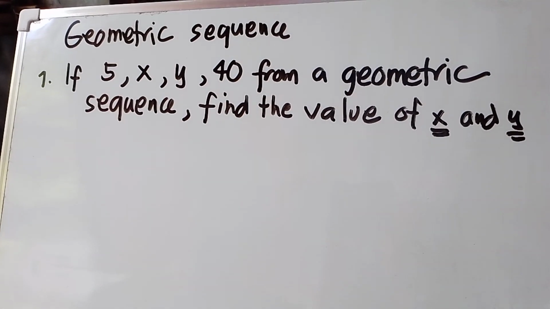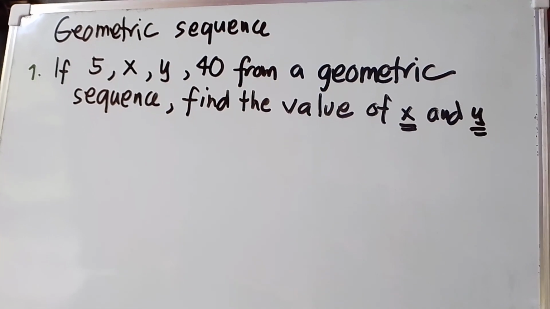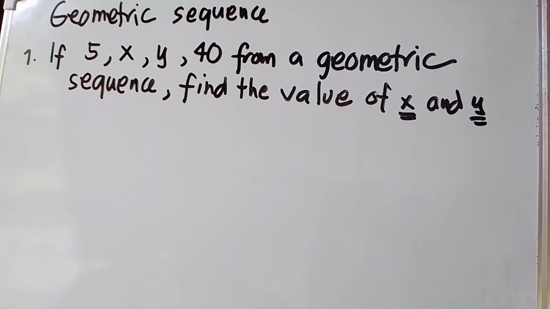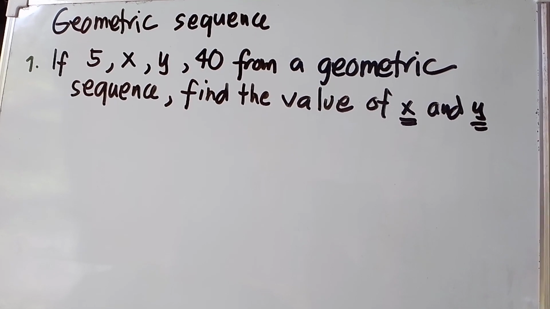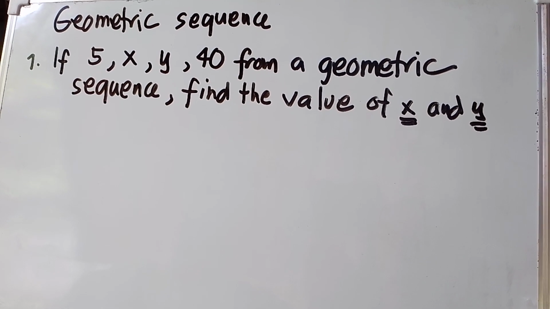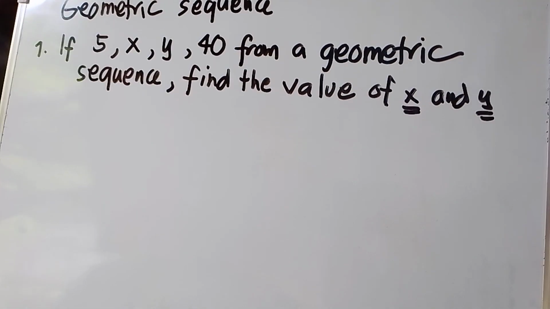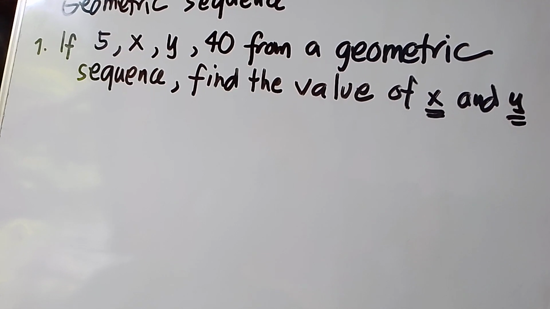This is my continuation topic in grade 10, which is geometric sequence. I think this is part 4. Number 1: if 5, x, y, and then 40 form a geometric sequence, find the value of x and y.